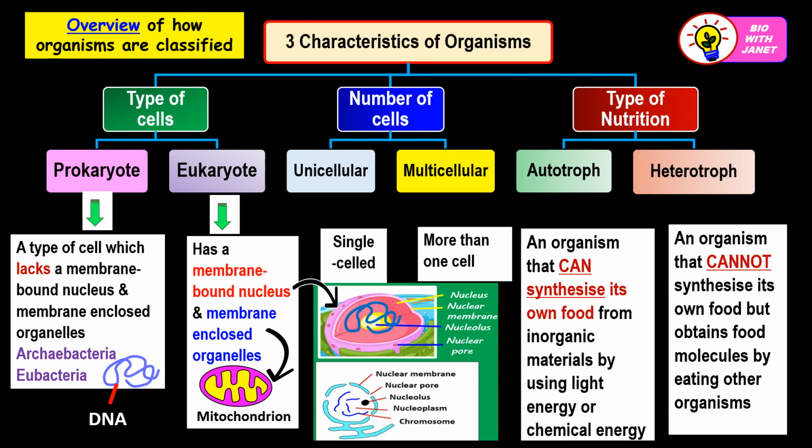Now, eukaryotes, they have a membrane-bound nucleus, where the outermost layer of the nucleus is the nuclear membrane, and they have membrane-enclosed organelles like mitochondria. Unicellular organisms are single-celled organisms, and multicellular organisms have more than one cell. Now, autotroph means an organism that can synthesize its own food from inorganic materials by using light energy or chemical energy, and heterotrophs are organisms that cannot synthesize their own food but obtain the food molecules or nutrients by eating other organisms.